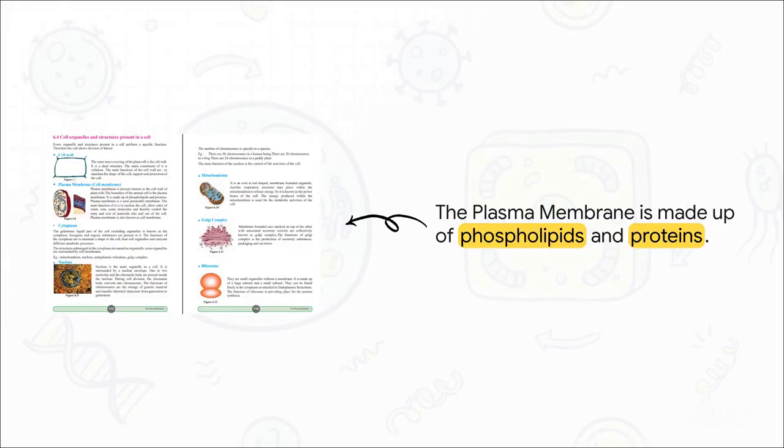And just look at how complex this gatekeeper is. It's not just a simple bag. It's this incredible structure made of fats, or phospholipids, those little things that look like tadpoles, and these larger proteins that are embedded inside. They all work together to keep the cell's internal environment perfectly balanced.